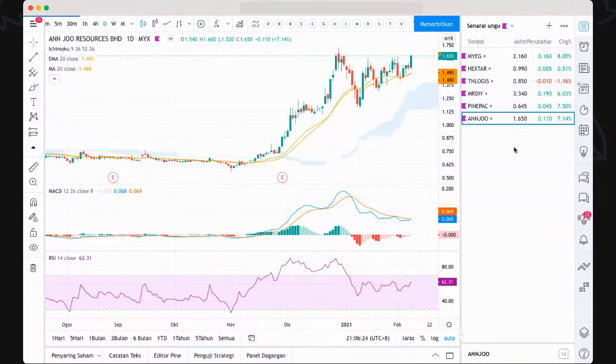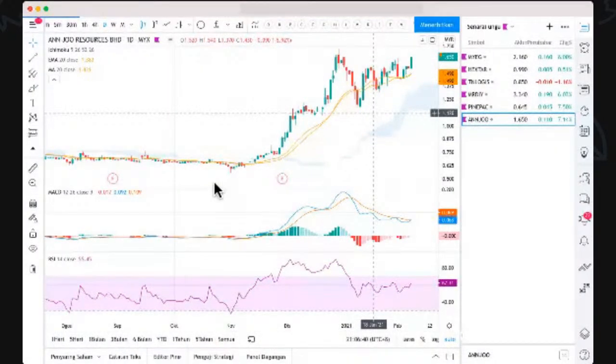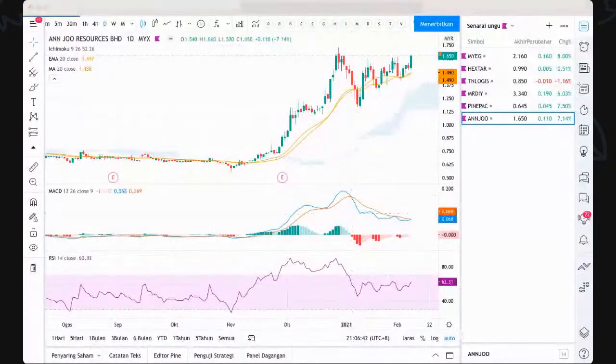Okay. So the first counter I want to share here is Enju. I use The Complete Breakout Trader book as reference. There are three important rules to make sure your entry is perfect when you want to enter a breakout trade.